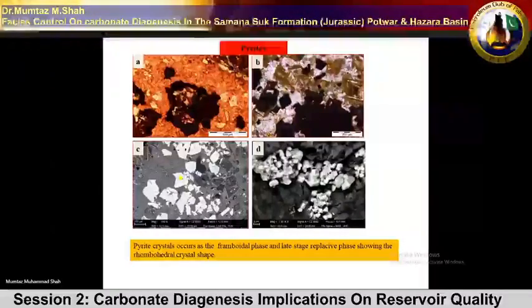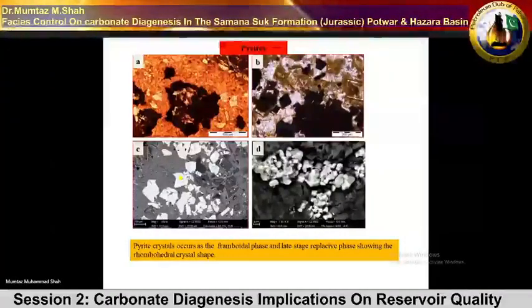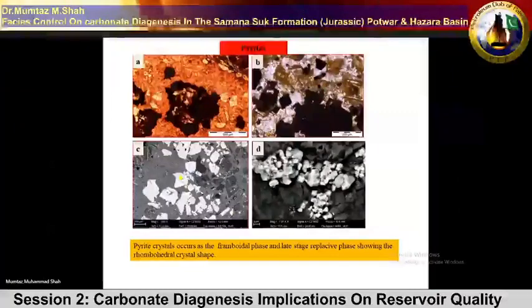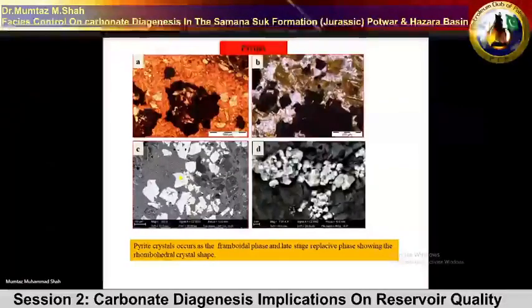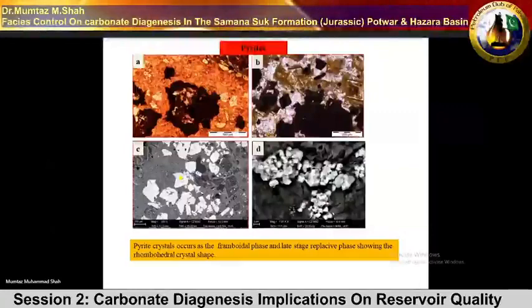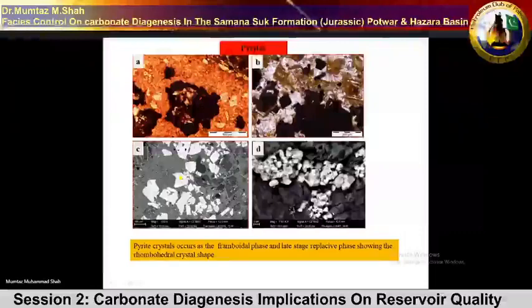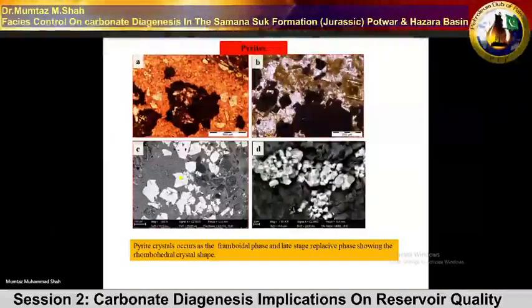Late diagenetic phases are represented by pyrites, which are typical of this kind of dolomite-associated phase. The pyrites can be seen over here, and they represent the latest phase of diagenetic event. We can see that these pyrites are rhomboidal in nature, and they represent the late stage replacive diagenetic phase in these particular successions.